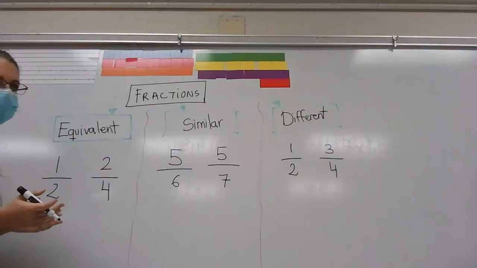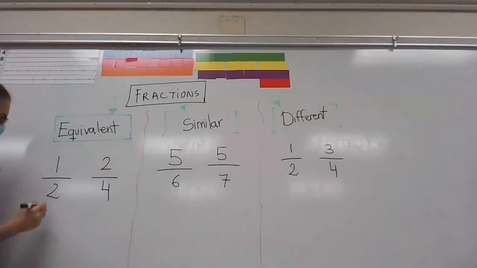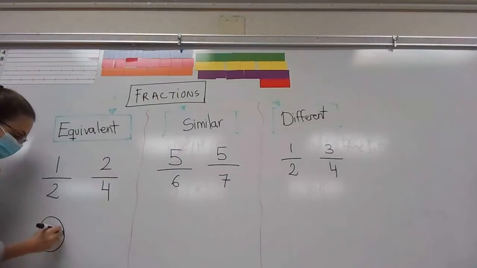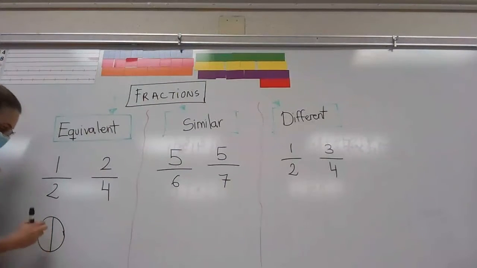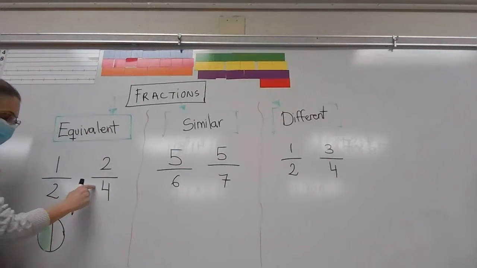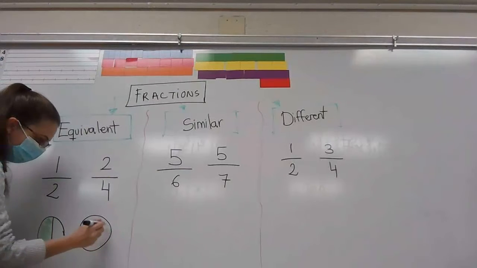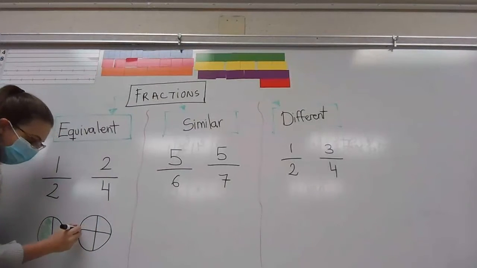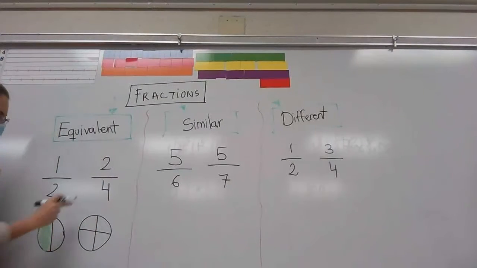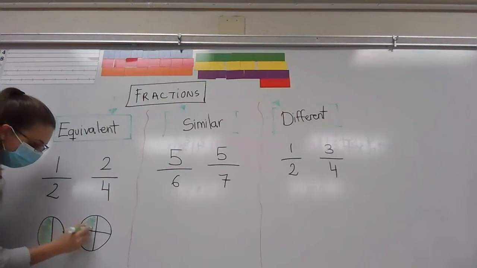Equivalent means equal. Okay? So 1/2 is going to be 1/2. I have two parts, and I'm going to paint one part. Okay, I'm going to color one part. In this fraction, I have four parts. So a circle. I have four different parts.